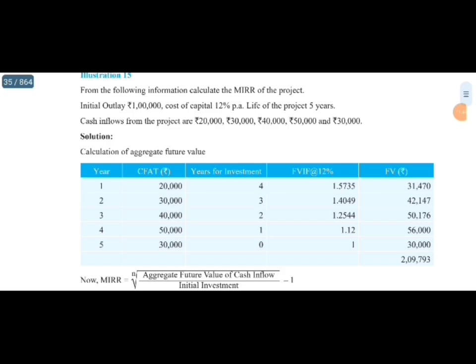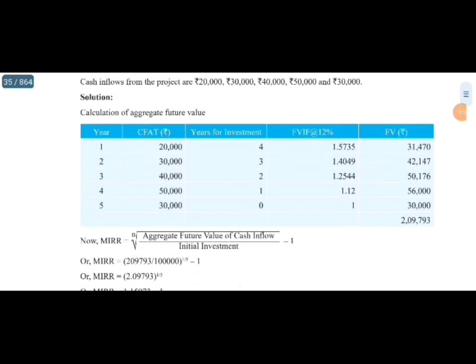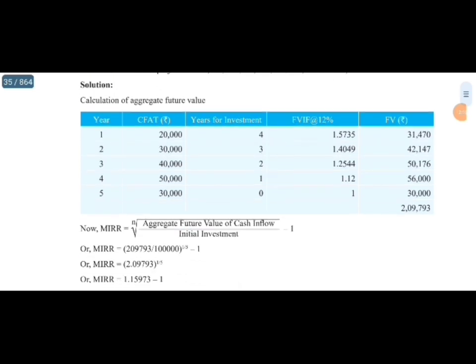So 1 plus 12% to the power of 3, we have to multiply. We will get 1.4049. Then after finding the future value factor, multiply it with the cash inflow, we will get 42,147. Similarly for the third year, fourth year, fifth year.